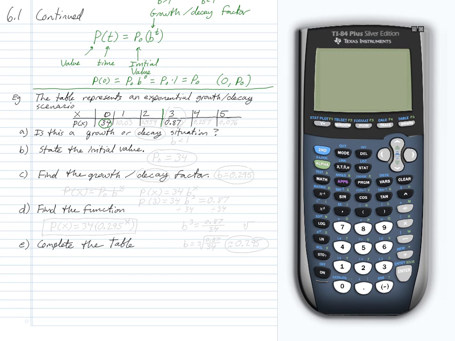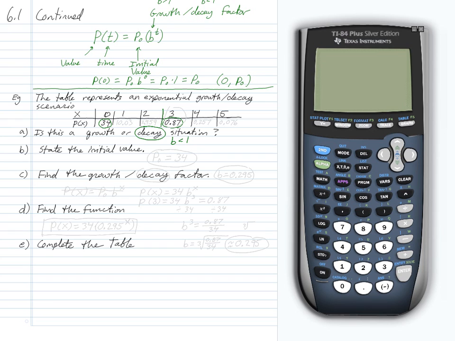So I would note that when we first start out, our amount is 34, and later, after 3 weeks or months or minutes or whatever x represents, our value has decreased down to less than 1, down to 0.87. So I would argue that this is a decay model. In other words, we know now that b is going to be less than 1.